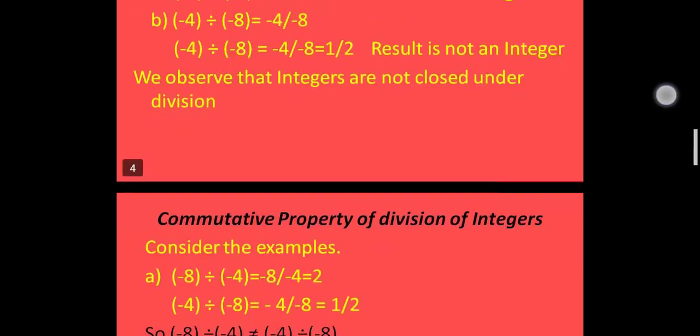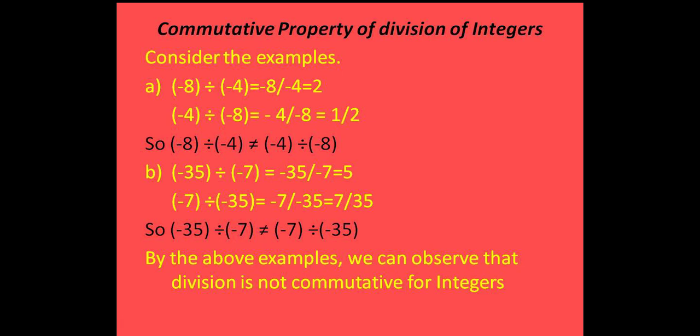Next I will go to commutative property of division of integers. Consider the following examples. Minus 8 divided by minus 4 is equal to minus 8 by minus 4 is equal to 2 I get. Or minus 4 divided by minus 8 equal to minus 4 by minus 8, it is equal to 1 by 2, which is not equal to first one. So minus 8 divided by minus 4 is not equal to minus 4 divided by minus 8.